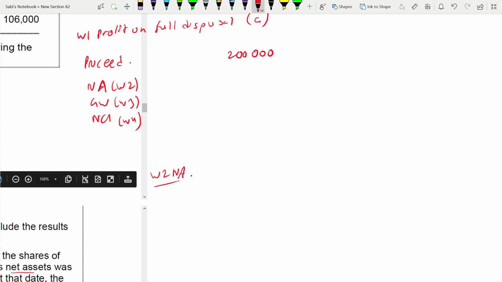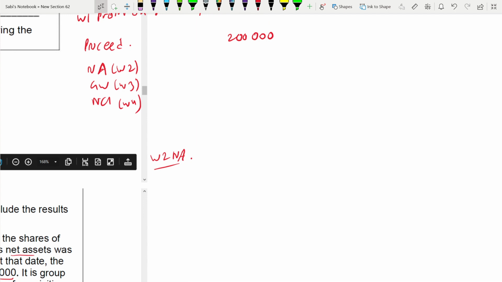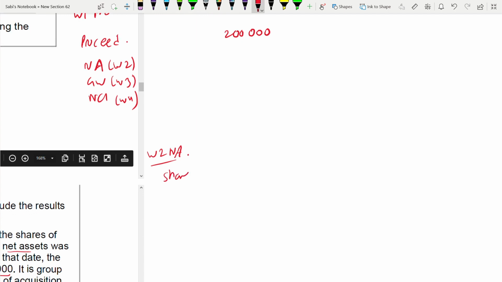I know it's a bit too much, but what to do, that's the nature of SBR. So net asset, you add your share capital, your retained earnings. After that, any profit up to the disposal date, and dividend paid prior to disposal.